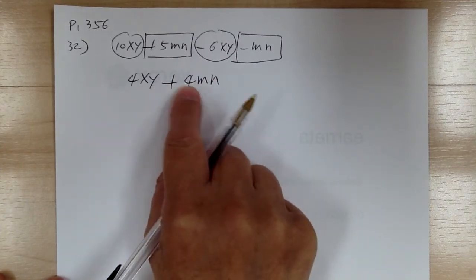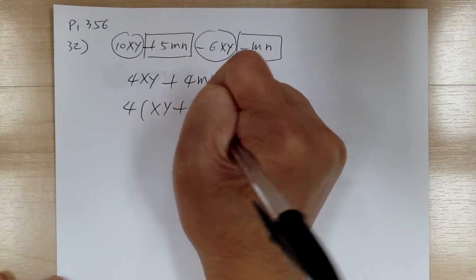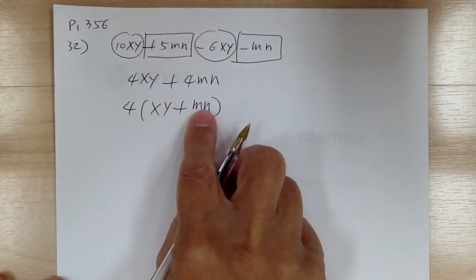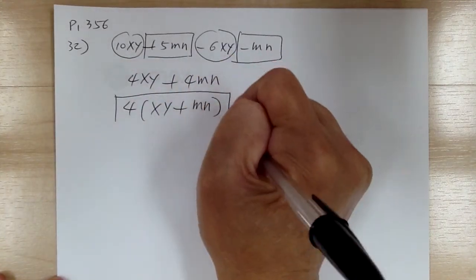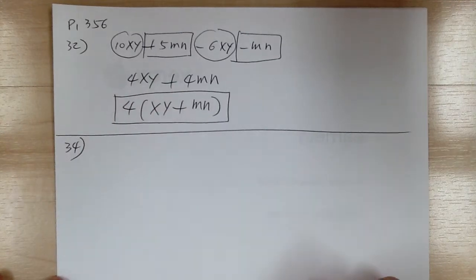So you got 4 and 4, so step 1 is common factor. And that's it. After you factor out the common factor, there's no more square, that means you're done. Number 34.